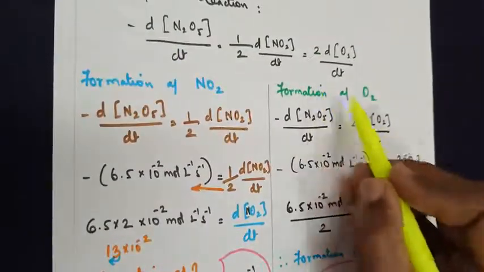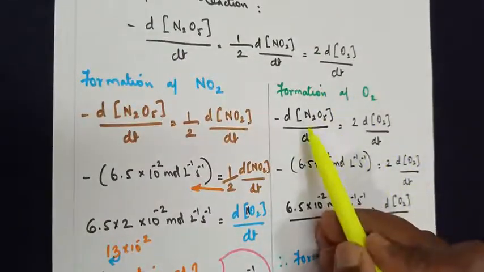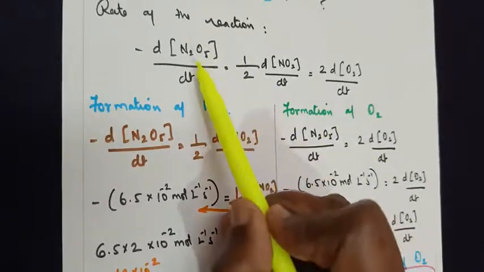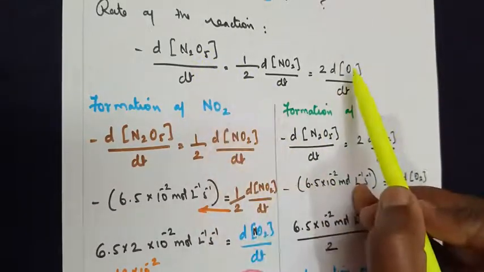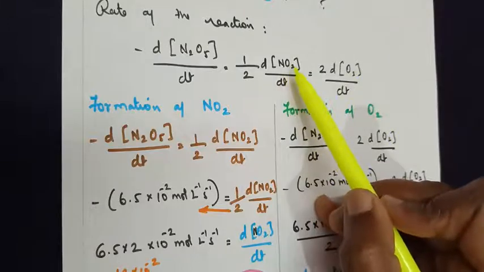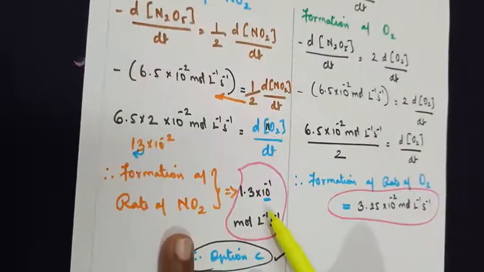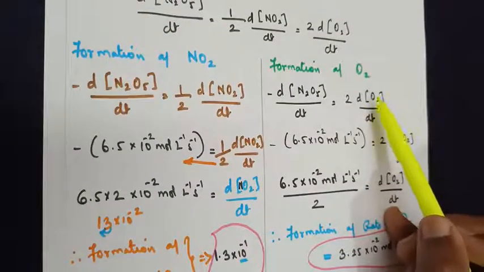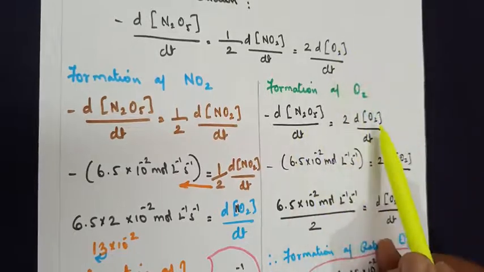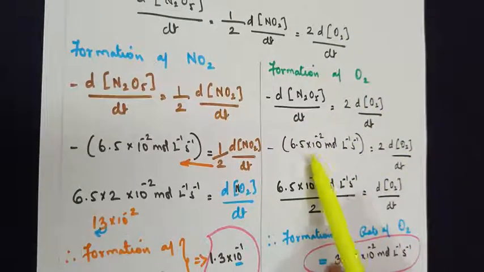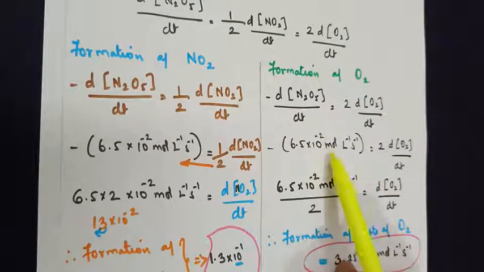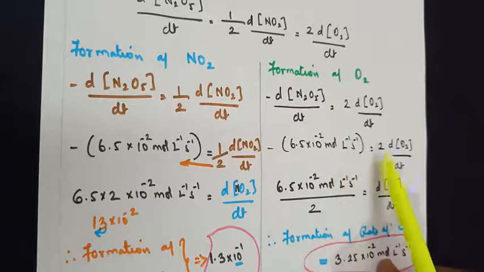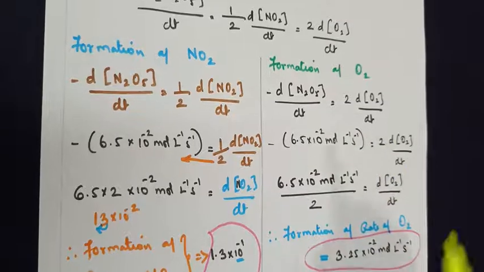Coming back to formation of oxygen, the same calculations as I told you. Consider the reactant in terms of oxygen. We have considered in terms of nitrogen dioxide and found the answer. Consider in terms of oxygen. Substitute the value, you get 6.5 into 10 to the power minus 2 moles per liter per second is equal to 2 into this 2. You understand how we get it here?